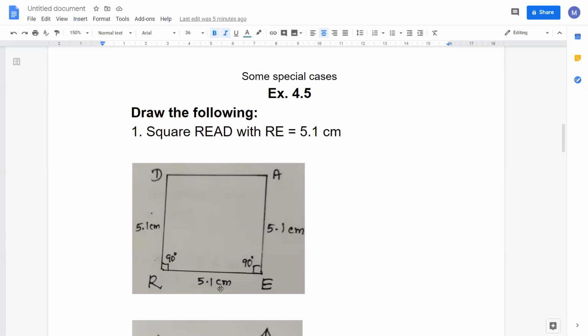So here RE equal to 5.1. This is the rough diagram. Then we can write EA also equal to 5.1. Then DA also 5.1, RD also equal to 5.1. And we know that all angles are right angles, so angle R equal to 90 and angle E equal to 90. So we have got 5 measurements, so we can draw this square.